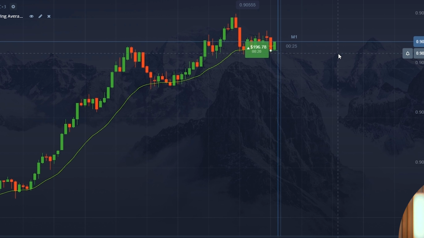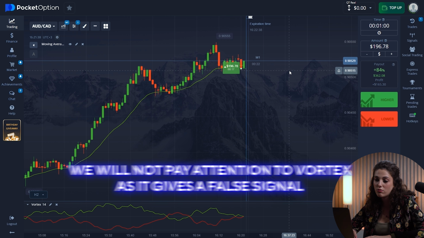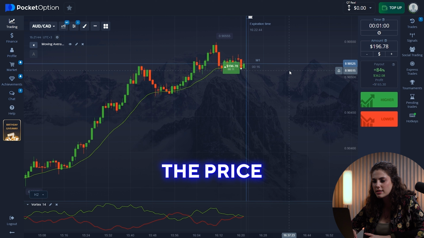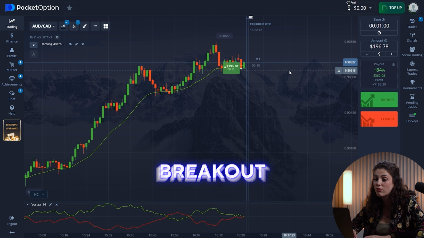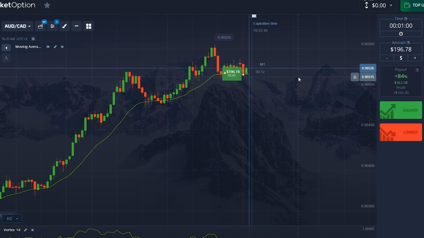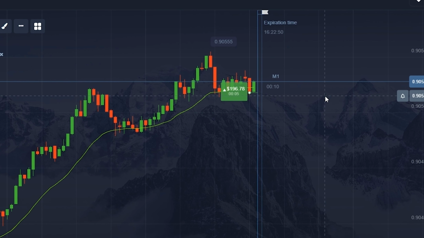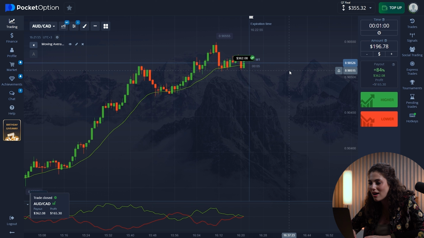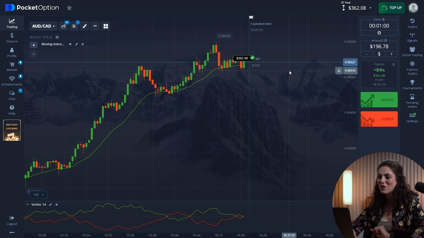The support level below the moving average line is holding well. Right now we won't pay attention to the vortex as it's giving us a false signal. Moreover, the price is establishing a position and shouldn't break out soon. Okay, final seconds, and I closed another successful trade using this strategy, growing my deposit to almost $400, guys.